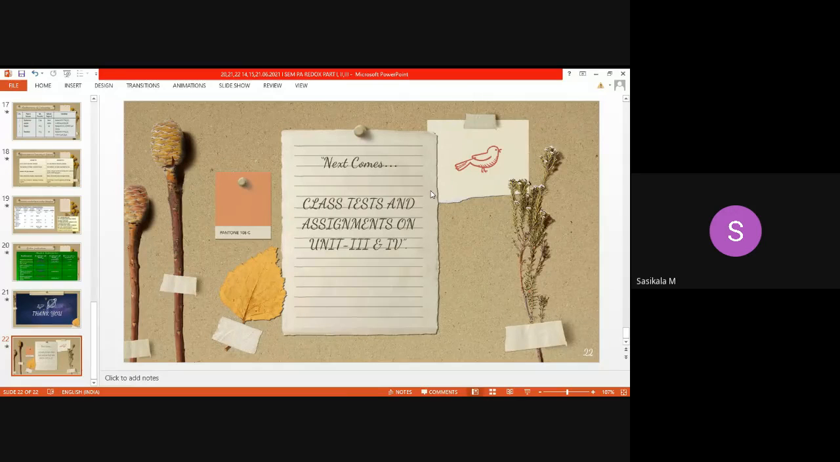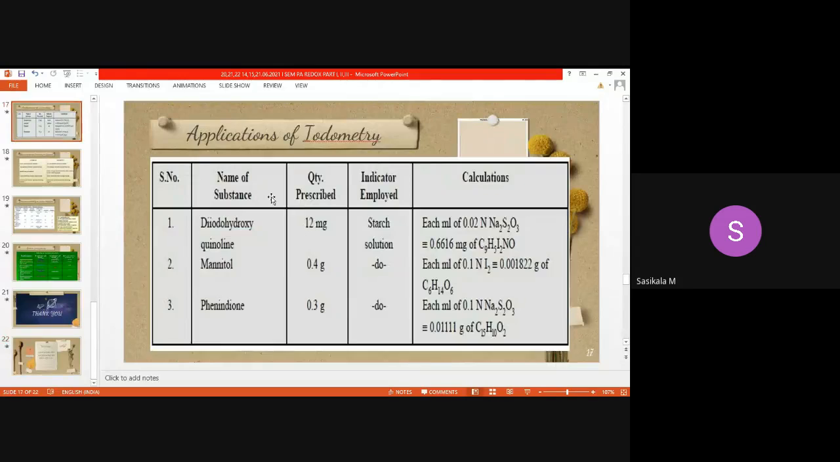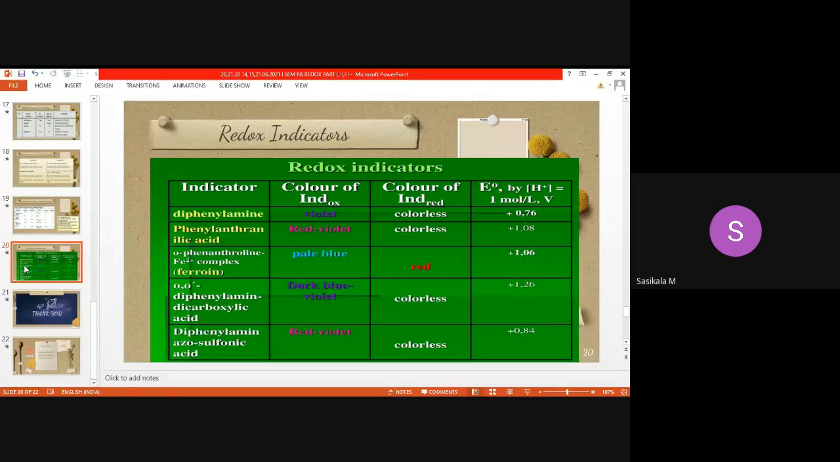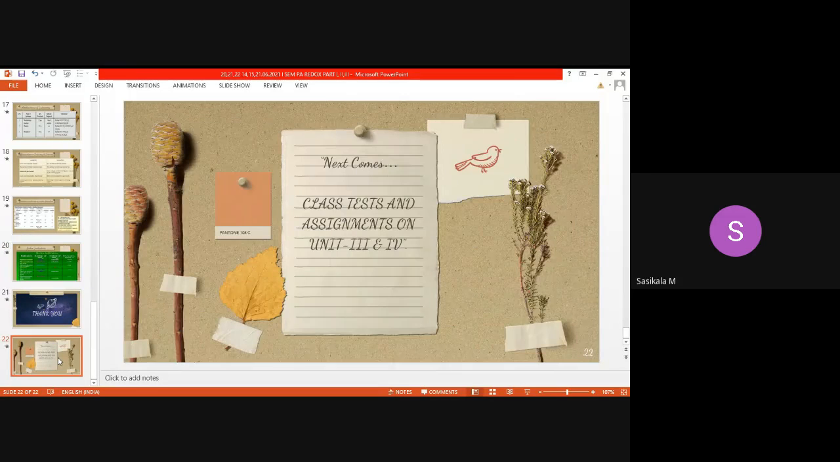The assignment will be the same: drugs analyzed by each category. In a similar way, you have to collect 5 examples under each category. Okay, so principles and applications only is the assignment for you. Principles and applications of types of redox titrations are the assignments. Take 1 week, write and submit. It is very important. You will get an essay question from this.